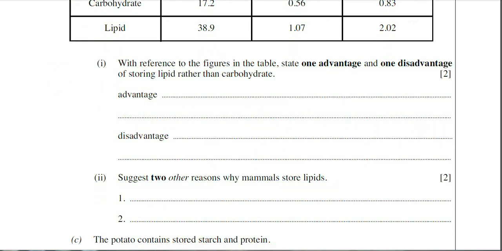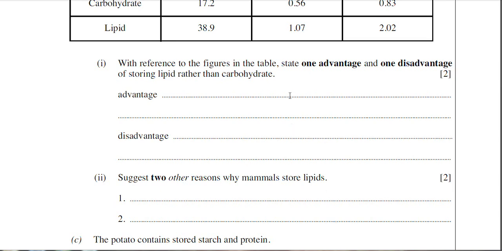With reference to the figures in the table, so you need to use the figures, state one advantage and one disadvantage of storing lipid rather than carbohydrates. Remember that both carbohydrates and lipids are actually energy storing molecules. So what's the advantage of storing a lipid over that of a carbohydrate? Simple advantage: you get more energy released with a lipid than a carbohydrate. But that's not really a suitable answer there. You have to be a little bit more thorough with that answer, and it goes back to that important statement. Basically, you get more energy released from the lipid for the same mass of carbohydrate.